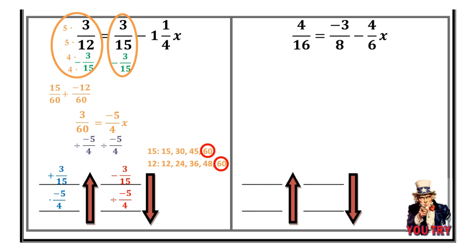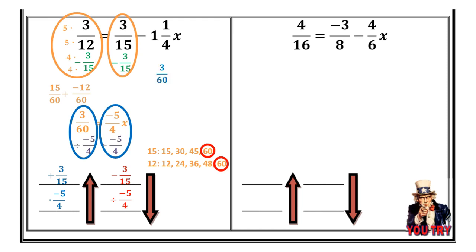Anything divided by itself is just 1. So negative 5/4 divided by negative 5/4 is going to cancel out and just give me x on the right side. However, I need to set up 3/60 divided by negative 5/4. I can't do straight division with fractions, but I keep it, so I keep 3/60.